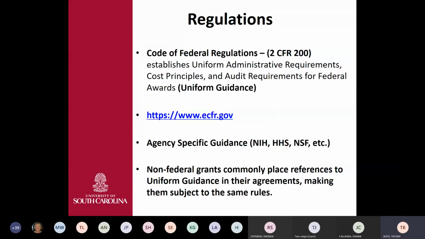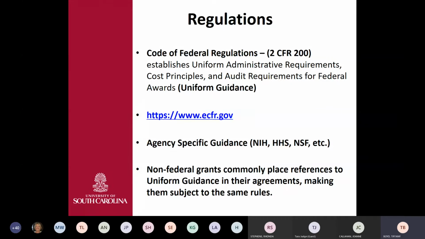So with that, we're going to dig right into the applicable regulations that we want you to be aware of. The Code of Federal Regulations, that's 2 CFR 200, commonly referred to as uniform guidance. That's the guidance that we're always referring to as it relates to making sure that we're being compliant with managing and administrating these awards. And the link to the electronic version of this regulation is provided right here.